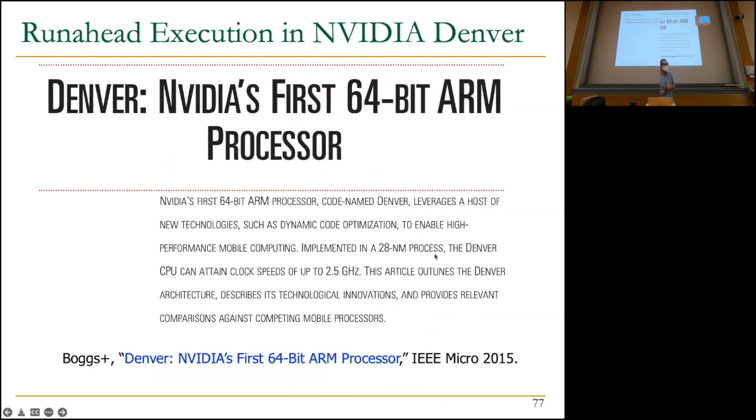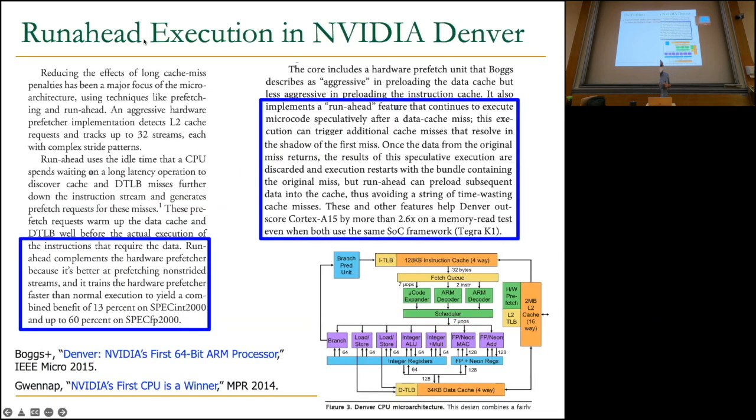I will mention Denver because we talked about Denver, if you remember, in multiple lectures. This is NVIDIA's ARM processor, and they implemented dynamic binary translation, for example. It's a 7-way superscalar engine. It's also mostly in order, actually. And they also implemented run-ahead execution, and their explanations are very nice. If you read this, for example, run-ahead complements the hardware prefetcher, which is a striding prefetcher, because it's better at prefetching non-strided streams. This is basically their way of saying more irregular patterns, let's say. And it trains the hardware prefetcher faster than normal execution to yield a combined benefit on different workloads, right? So again, this is interesting.